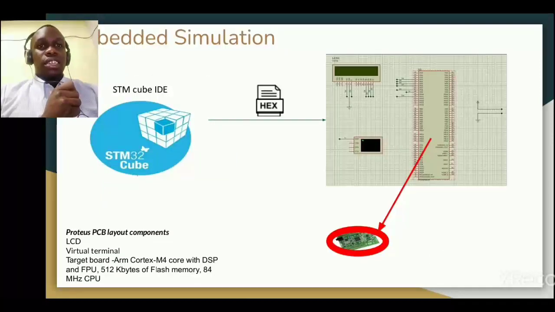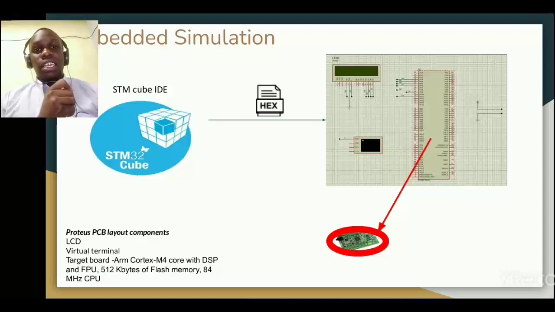So the embedded simulation started from when we finished our training. We were able to download our CMSIS STM Cube library pack that we use on the STM Cube IDE in order to get a hex file that we can deploy on a Proteus system simulation. So the PCB layout is simulating an actual board. That is, the target board will consist of an MCU that has an ARM Cortex M4 core with DSP and FPU, 512 kilobytes of flash memory with 84 megahertz of CPU. We also have an LCD and a virtual terminal in order to see our outputs, whether the classification is working correctly or not.